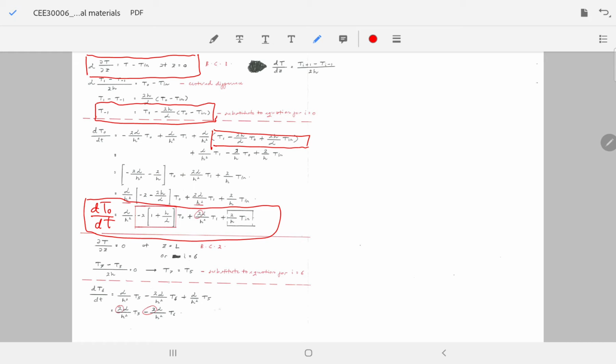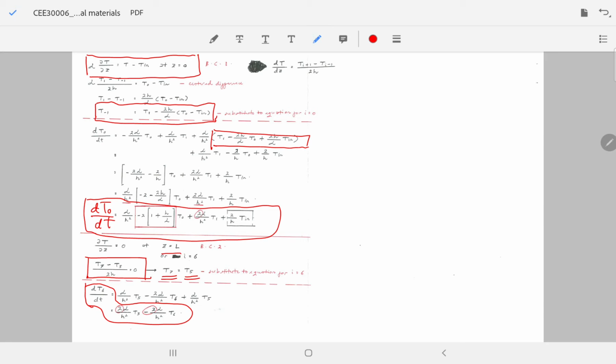Then, same with that, for the boundary condition at z equal L, we use BC2, and then we change this one in terms of this finite difference. Then we know that T7 is equal to T5. Then we substitute into the last equation, so we have an updated ODE.